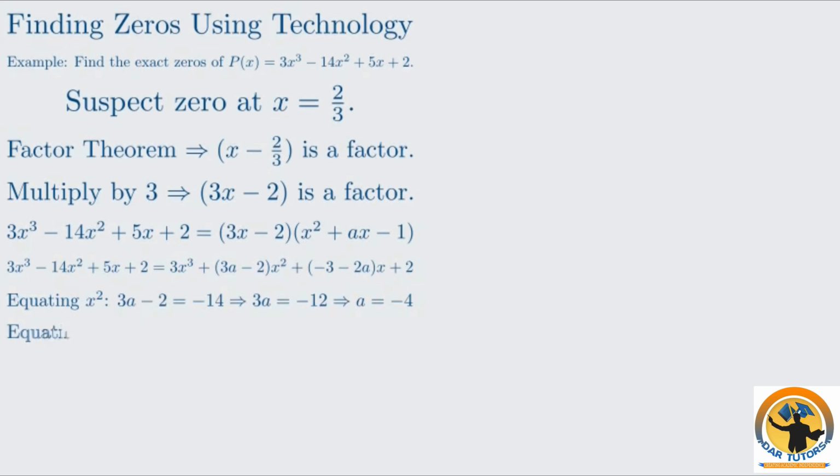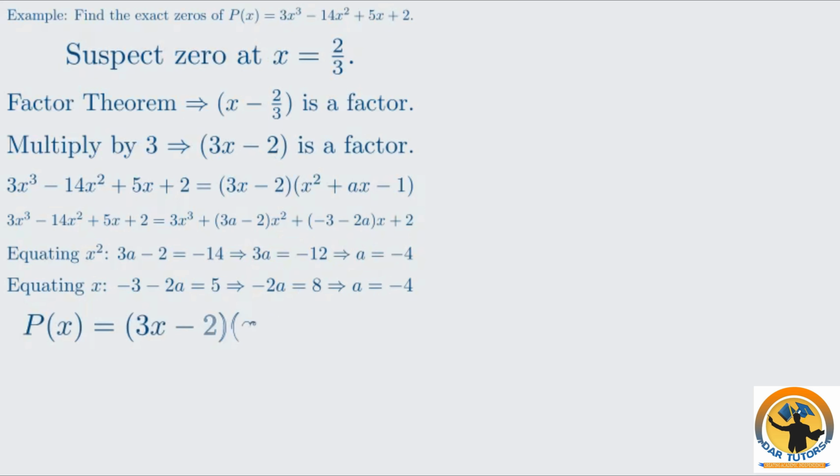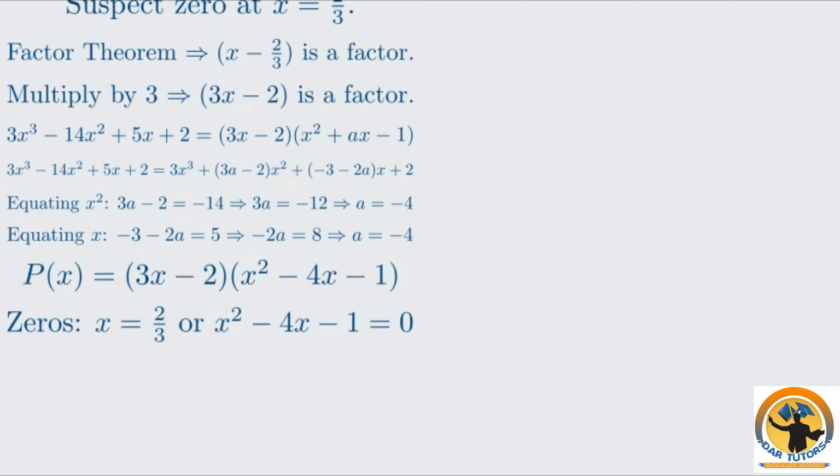Expanding gives us 3x cubed plus (3a minus 2)x squared plus (minus 3 minus 2a)x plus 2. Equating the x squared coefficients, we get 3a minus 2 equals minus 14, which gives a equals minus 4. Equating the x coefficients, we get minus 3 minus 2a equals 5, which also gives a equals minus 4. The values are consistent. So we have factored the polynomial into 3x minus 2 times x squared minus 4x minus 1. We already know one zero is 2/3.